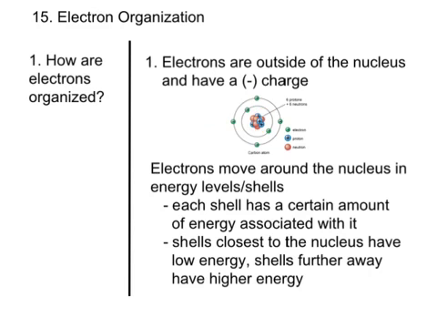Alright, so electrons move around the nucleus in energy levels or shells, and each shell has a certain amount of energy associated with it. So the ones that are closest to the nucleus, this first shell in this carbon atom, is going to have really low energy. And the farther you get away from the nucleus, the higher the energy is. So that second shell around carbon is going to have electrons in it that have much higher energy than the shell closest to the nucleus.